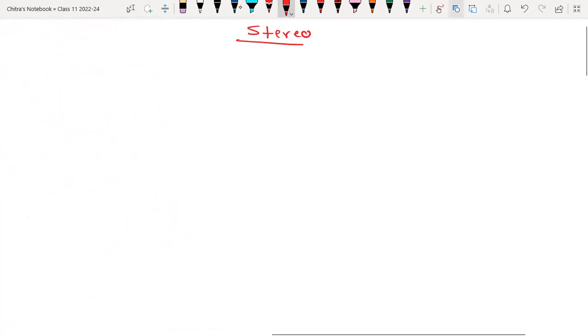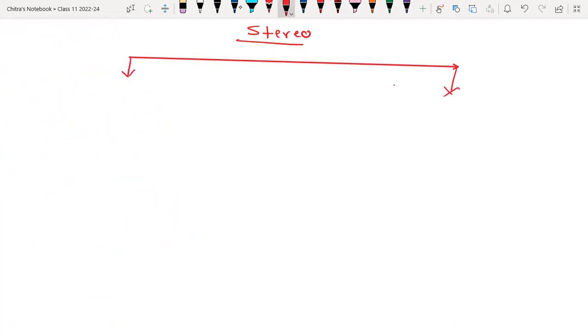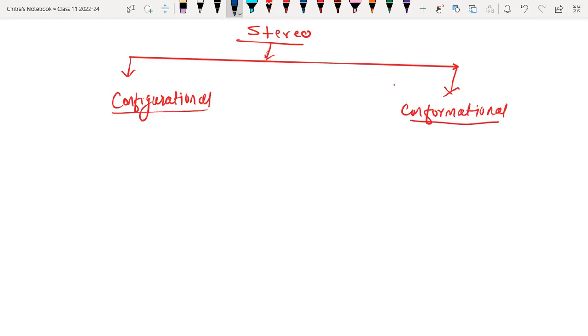Again, they are of two types. Number one, we have configurational stereoisomers, and second we have conformational stereoisomers. So these are the main two types of stereoisomers. Now we are going to understand the types.